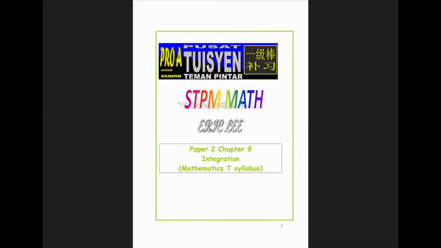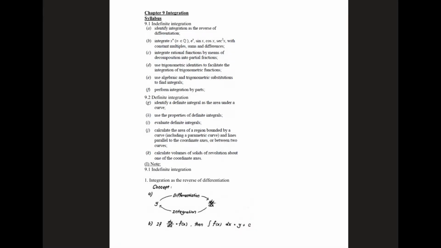Let us go through this chapter. So this is chapter 9, integration. First of all, we have the syllabus of integrations. Basically you can see indefinite integration as the first part, definite integration as the second part. After that we have area and volumes. Okay, so 9.1, indefinite integrations.